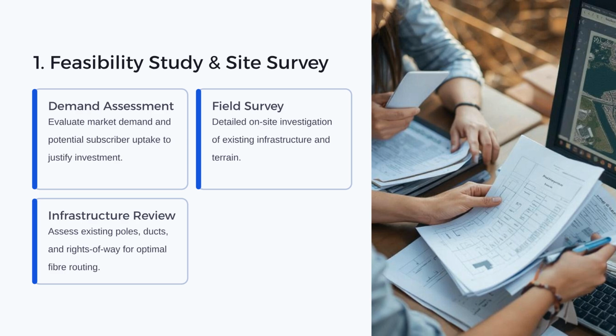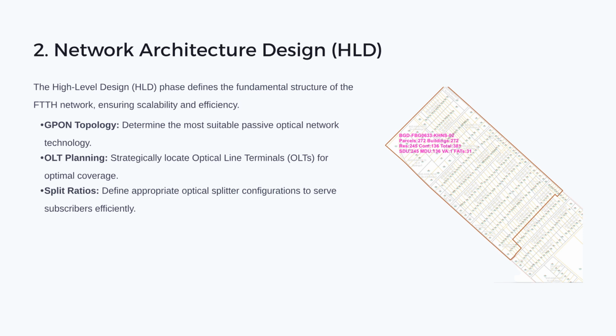The first step is a feasibility study and site survey, which includes demand assessment to justify investment, a detailed field survey of the terrain, and an infrastructure review of existing ducts and rights-of-way for optimal routing. Next is network architecture design, or high-level design, HLD.